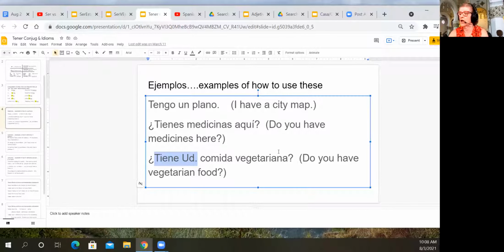Tengo, tienes, tiene. Notice when we ask a yes, no question, like, do you have medicines? Do you have vegetarian food? We need the word do in English. Do signals a do or does. Do and does are totally kind of useless words, but we need them to lead off a yes, no question in English. We never say, have you medicines? Well, people don't talk that way. Do you have medicines, right? We don't need that word do in Spanish. We just use the verb. A yes, no question, you can lead off with the verb. Tienes, do you have? Tiene usted, do you have? Okay, bien.